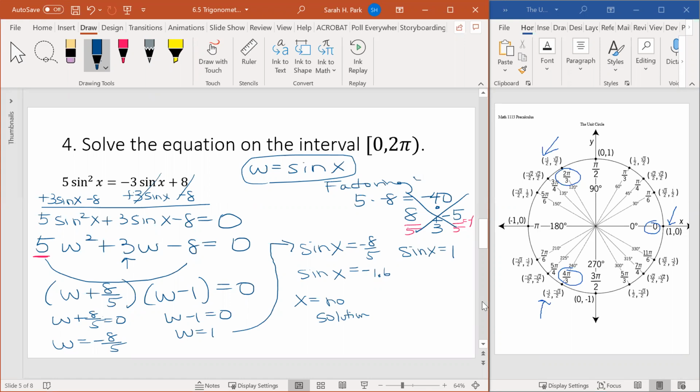For sine of x equals 1, we have to look on the unit circle. Where is the y-coordinate equal to 1? The y-coordinate is equal to 1 at pi over 2. So there's only one angle where that happens. And so in this case, x is equal to pi over 2. So our solution, we only have one: pi over 2.